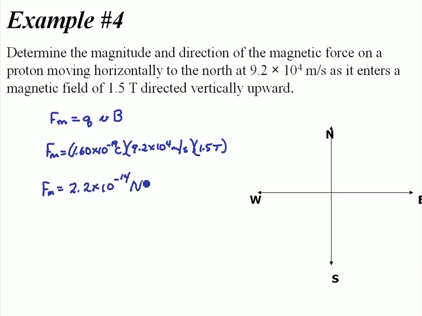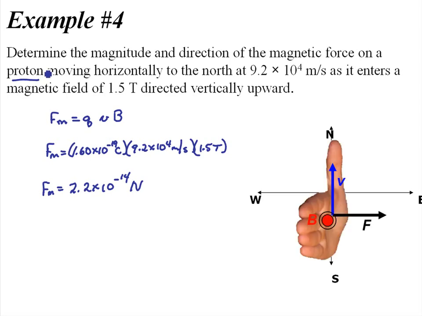It's a proton, so we need to use our right hand. That's the key word. Proton is positively charged. Velocity is to the north, so that means your thumb points to the north. Magnetic field is upwards, so that means your thumb is to the north on the page and your fingers are pointing out of the page. It should look something like this on your right hand. Thumb is to the north of the page, fingers are coming out of the page, so your force should be to the east on a proton.